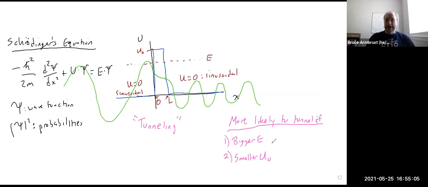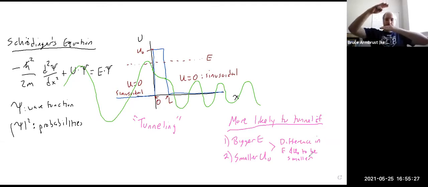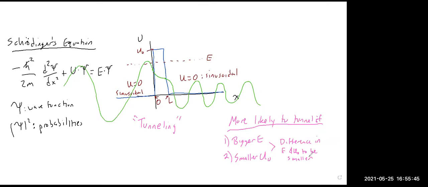So we can combine these: bigger E, smaller U naught. Really what we want is for the difference in E and U naught to be smaller. Whether we make that difference smaller by decreasing U naught or increasing E, either way, the smaller that difference, the more likely we're going to make it through. That should make sense.